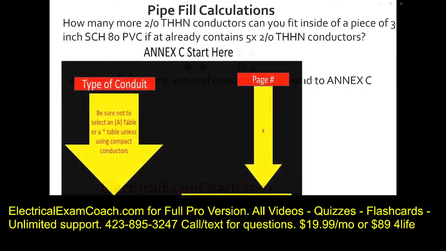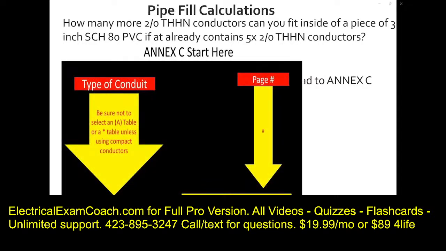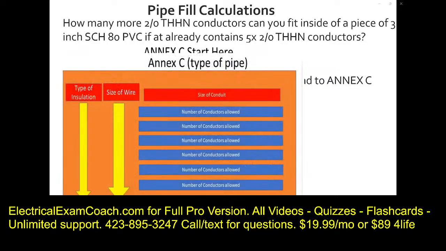When we get to Annex C Start Here, we're going to start on the left-hand side until we find our conduit, being sure that we're not in the A version of the table. Then we're going to come over and cross over and find our page number. When we get to the actual table, we're going to start first and make sure that we're in the right table by reading the black bold heading. Then we start on the left-hand side and find our insulation type, find our wire size, then come across the top and find our conduit size, and come down and tee off with how many conductors we can originally fit.